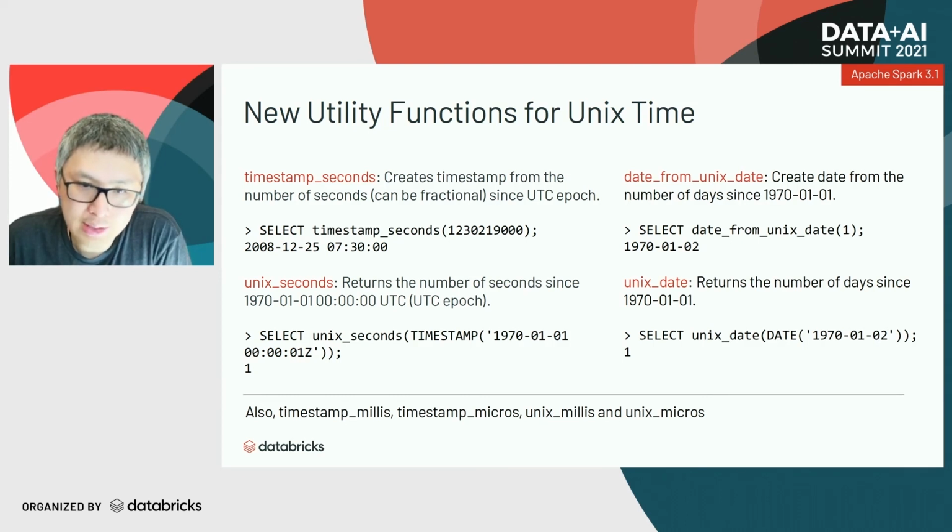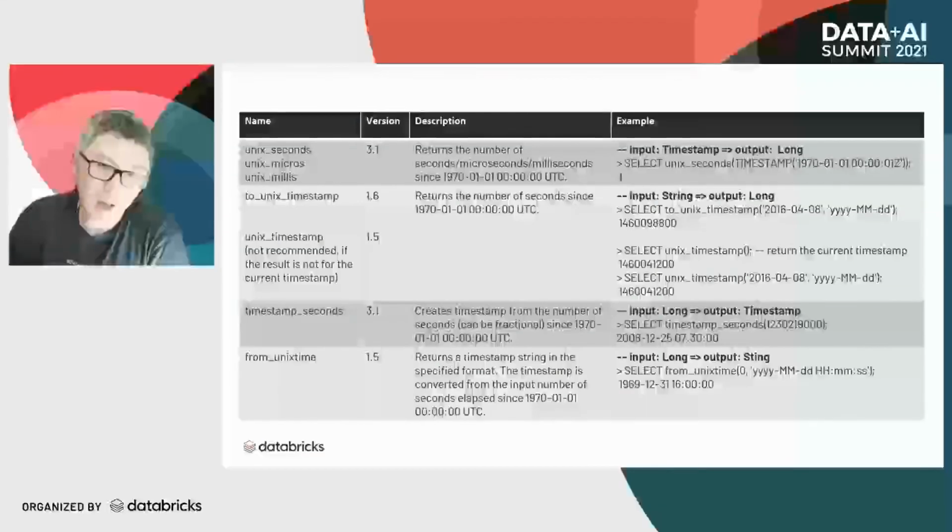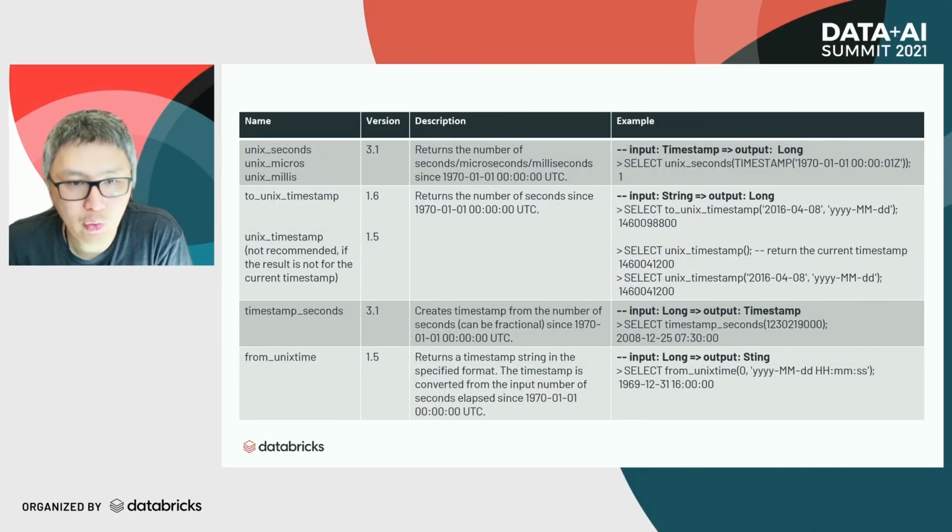You can call timestamp_seconds to build a timestamp from the number of seconds since the UTC epoch. And you can also call unix_seconds to convert a timestamp constant to the number of seconds since the UTC epoch. Before the Spark 3.1 release, we already had a few related utility functions, to_unix_timestamp and from_unixtime. Their names are close, but their input and output data types are different. The existing functions are used for conversion between long values and timestamp strings.